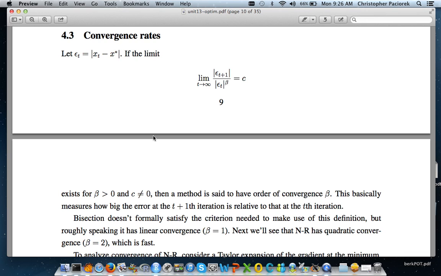suppose we take epsilon sub t to be the difference between my current estimate x_{t+1} and the one at the previous step x_t. So, how am I framing this? I guess I'm calling epsilon x_t minus the actual true value x star. So this numerator is x_{t+1} minus x star, and this denominator is x_t minus x star. So the question of convergence rates is basically, what's the relative size of the error at the (t+1)th iteration relative to the size of the error at the tth iteration?